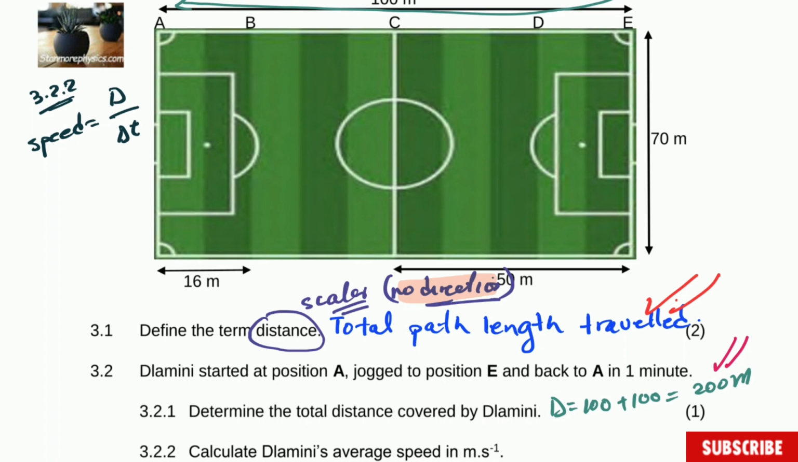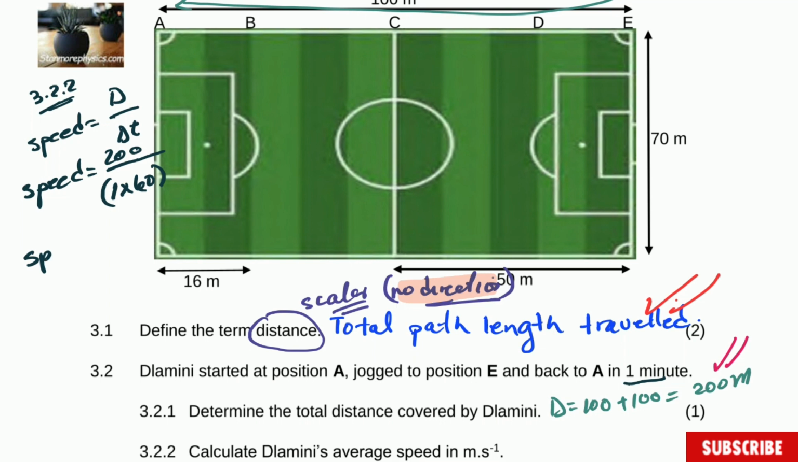Alright, so what is the distance? It is 200. What is the time? In the question they say that it took 1 minute. You cannot work in minutes. So the time will be 1 times 60, because it is 60 seconds. We have to work in seconds.